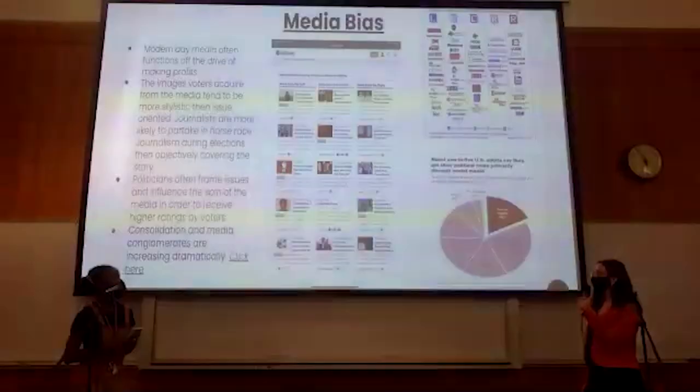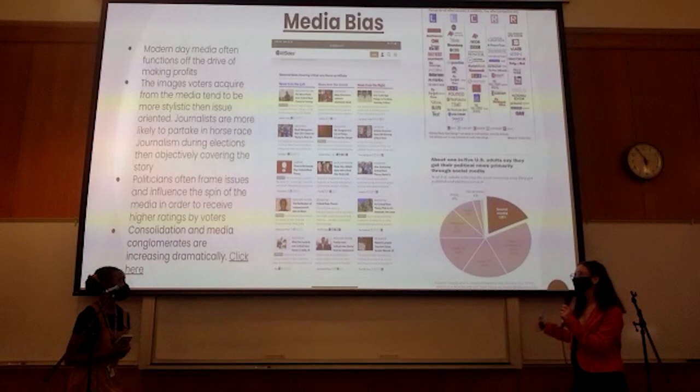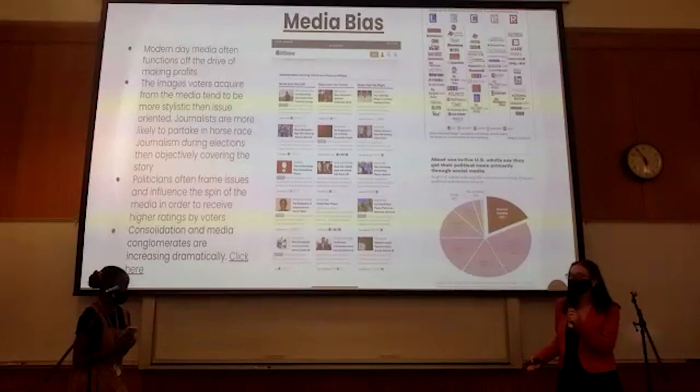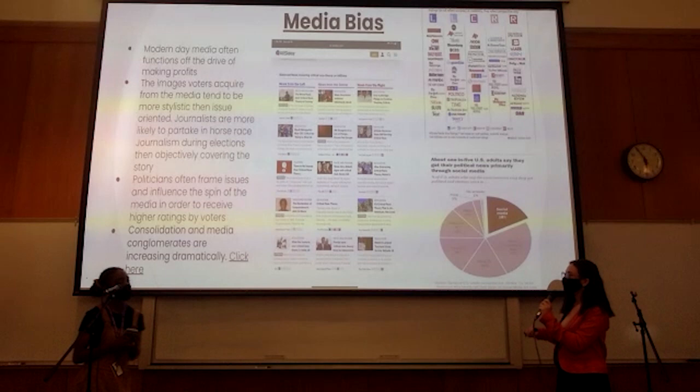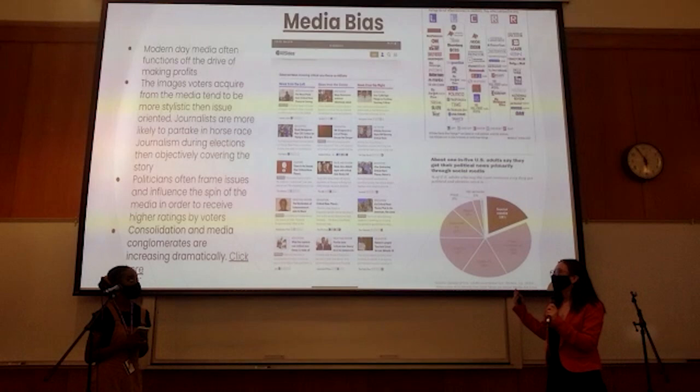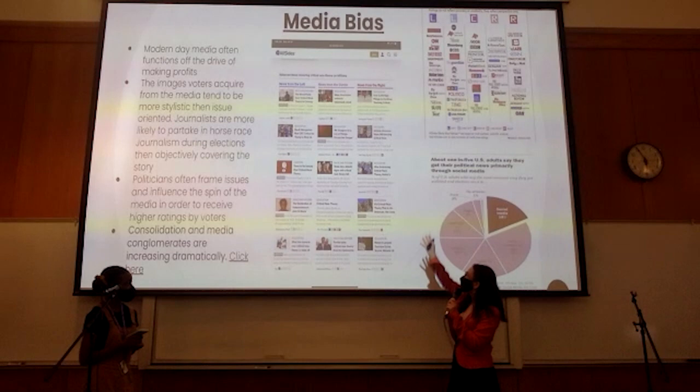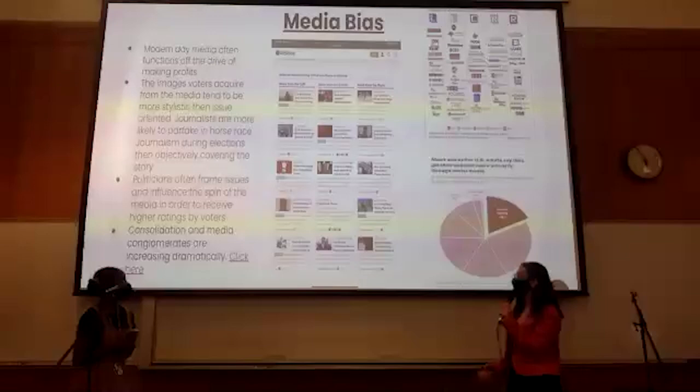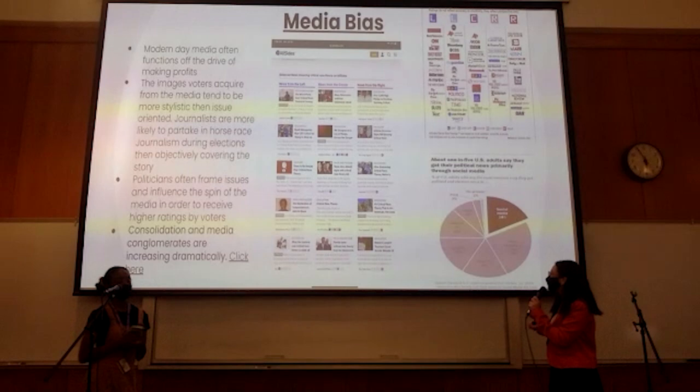So a lot of us know that there's a huge bias in the media. A lot of this stems from the fact that media is used as entertainment, and the main goal for media companies is to make money. And the best way for them to make money is to make these stories interesting. And so they typically will make the stories more polarized in order to attract the voters. So if you look here, they have the same story covered in a plethora of different ways just because of polarization. And as you can see here, so many of us get our news from social media.